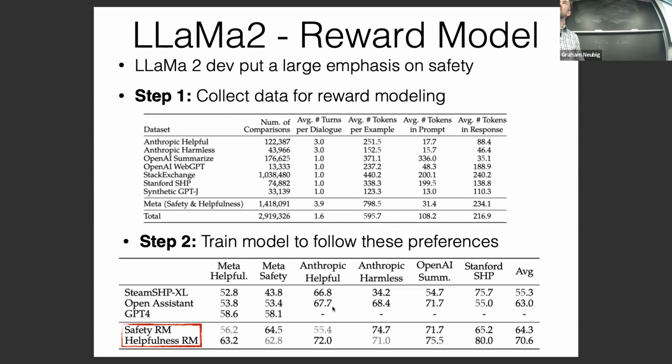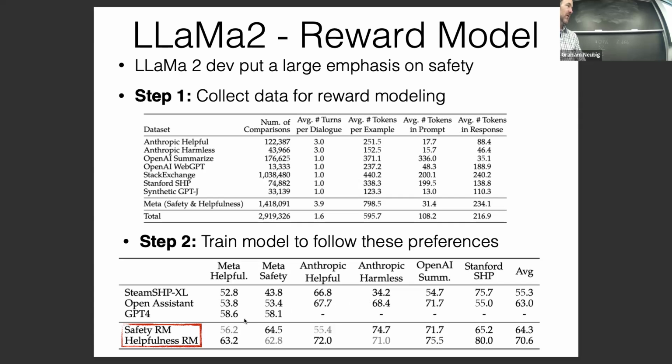So even strong models like, oh, by the way, there are some open reward models. Like this Open Assistant reward model is publicly available and you can just go and download it if you want it. But if you evaluate it on this Anthropic helpful and harmless data set, this gets about 67 or 68 accuracy.